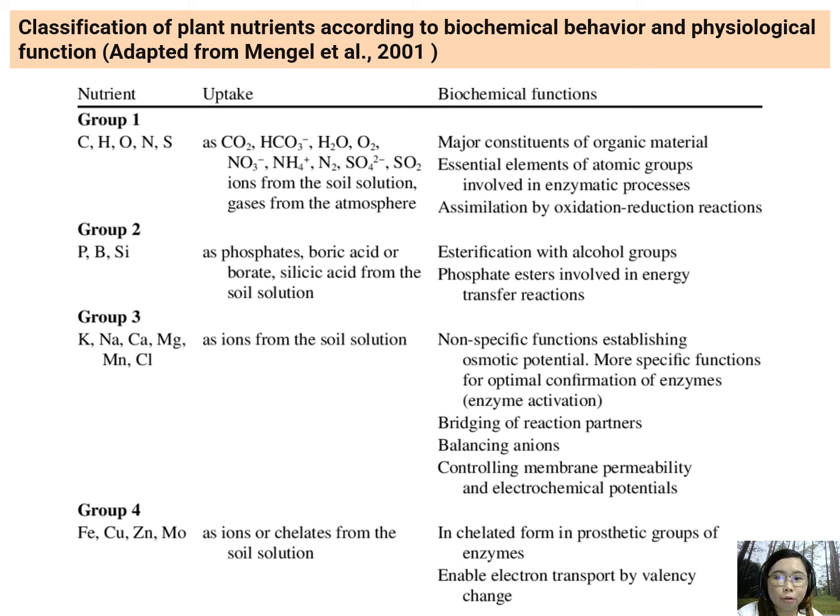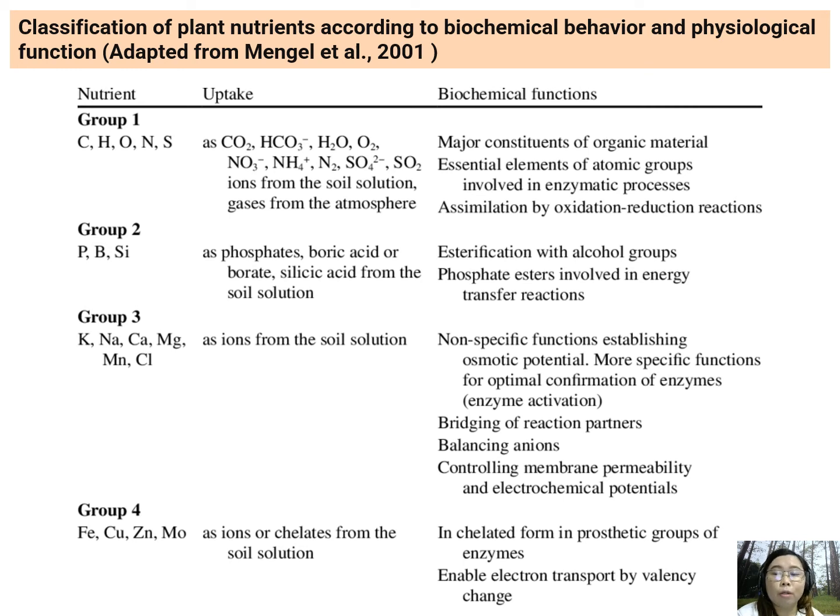Now the third group is made up of potassium, sodium, calcium, magnesium, manganese, and chlorine, all of which are taken up from the salt solution in the form of their ions. In plant cells, they are also present in ionic form, where they have non-specific functions. For example, they are involved in establishing electropotentials. Now, last but not least, the fourth group.